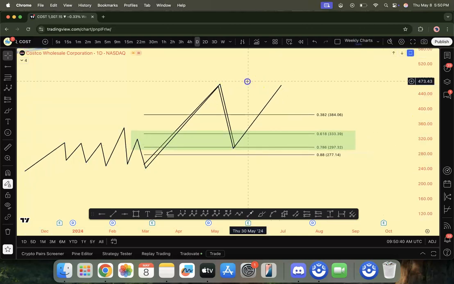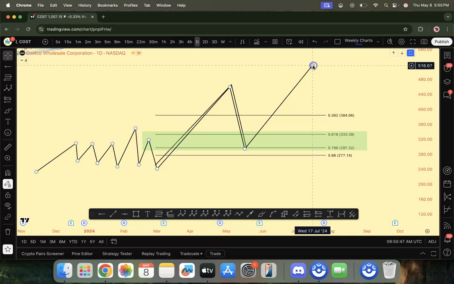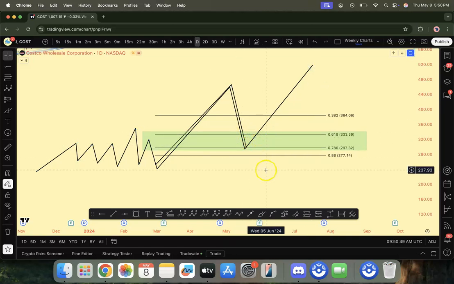And even the same thing on the Fib extensions, and I'll talk to you guys later about that. But this is how you use the Fibonacci retracement. It's just an idea of where better buying opportunities would be on a dip.